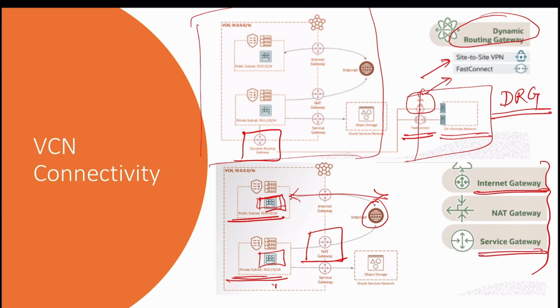So we need to understand where we need to use these gateways. The dynamic routing gateway is required for a site-to-site VPN connection or FastConnect. Here the on-prem can be another VCN also, or a connection between two VCNs. In that case also we require a DRG. If we talk about bidirectional communication between the internet and your OCI infrastructure, then it is the internet gateway. If it is one-way communication, we require the NAT gateway. If we need to access some public services which are available, then we will use the service gateway. The best example for this one is OCI Object Storage. So these are the points in terms of VCN connectivity.